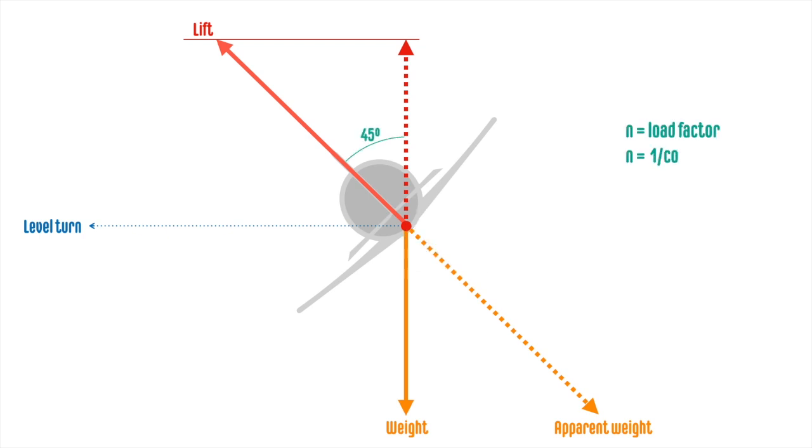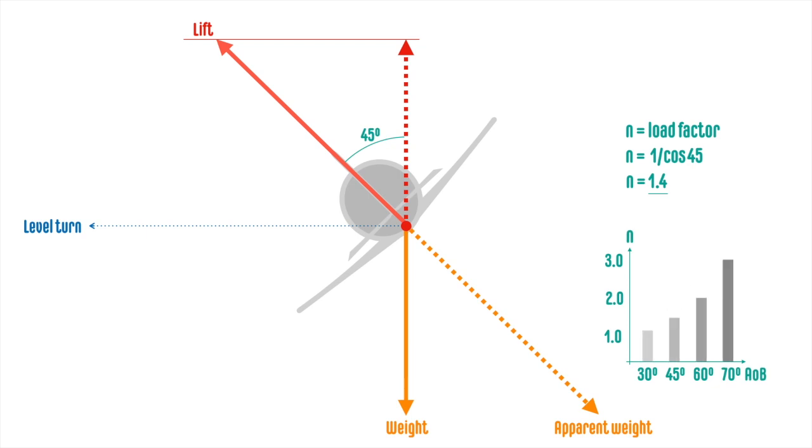So at 45 degrees angle of bank, for example, the load factor is 1.4. The greater the angle of bank, the higher the load factor, and this increase is exponential.